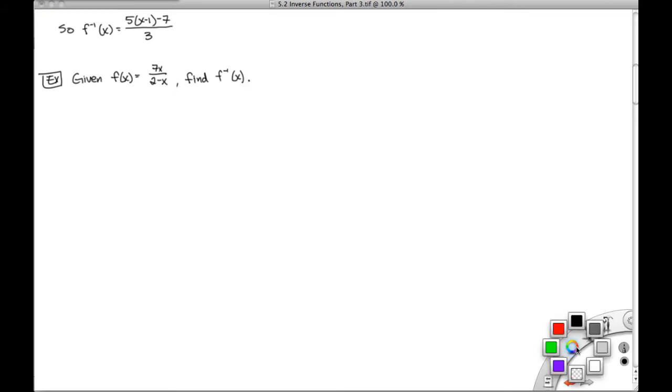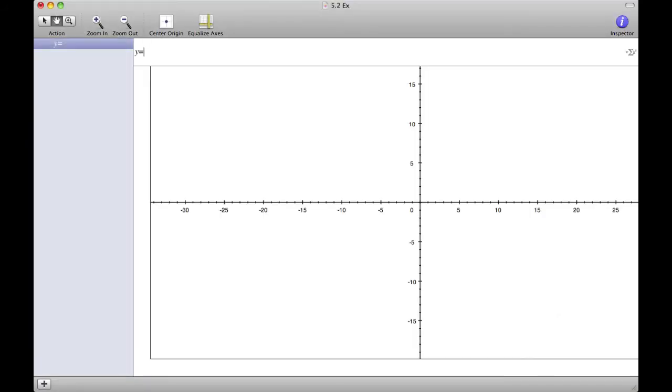So we're going to go through the same step-by-step process that we did in the last one. The first thing we've got to do is check to see if this is one-to-one. Now this is a little more complicated than just being able to look at it and say this is a linear function. This is a rational function. So I'm going to bring up a grapher and see what we get. I'm going to graph our function 7x divided by 2 minus x.